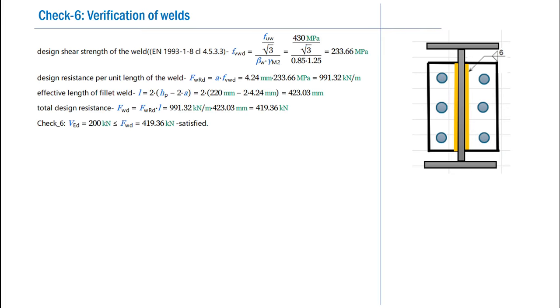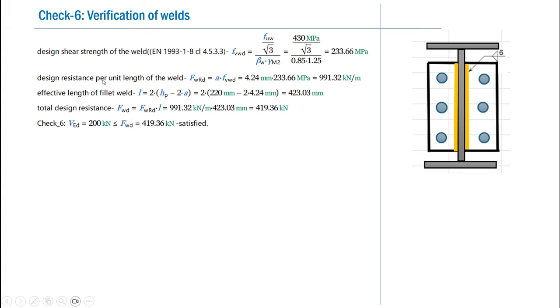So finally, we are at the last step, that is check 6. That's a verification of the welds. Though Eurocode provides you 2 procedures for the verification of welds, I have adopted the simple procedure used here. And the design shear strength of the weld needs to be calculated, and this can be done using clause 5.3.3 of EN 1993-1-8, according to which FVWD is calculated as FUW by square root of 3 divided by beta W into gamma M2, and this is 233.66 MPa.